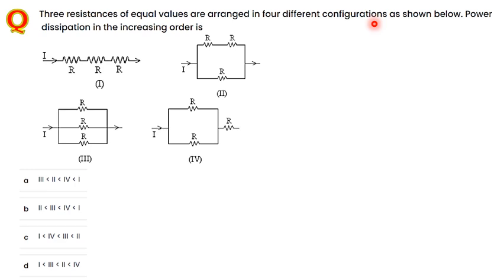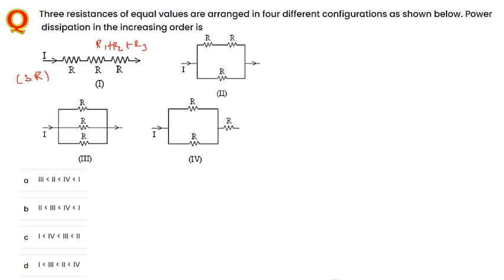For the first one, all three resistors are connected in series. So the equivalent resistance here is R1 plus R2 plus R3, or even R plus R plus R. So what you are going to have here is 3R. That is the answer in this case.